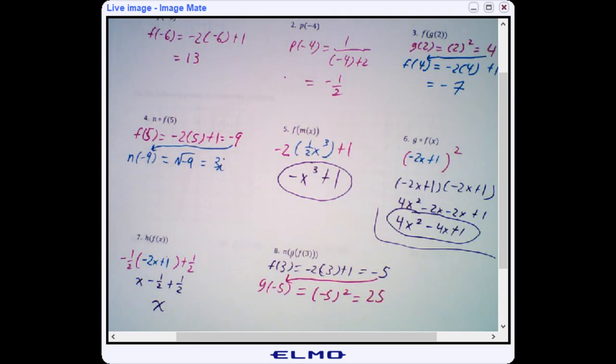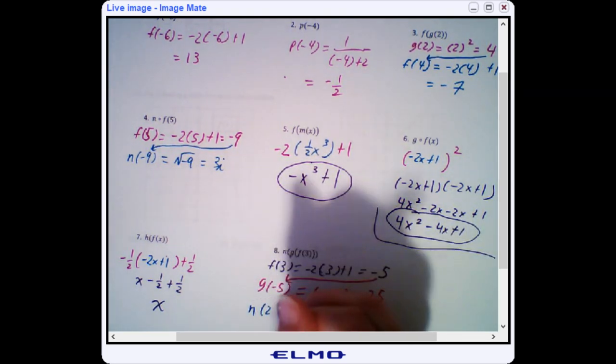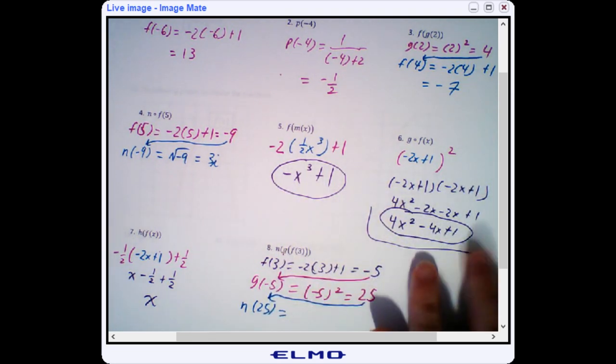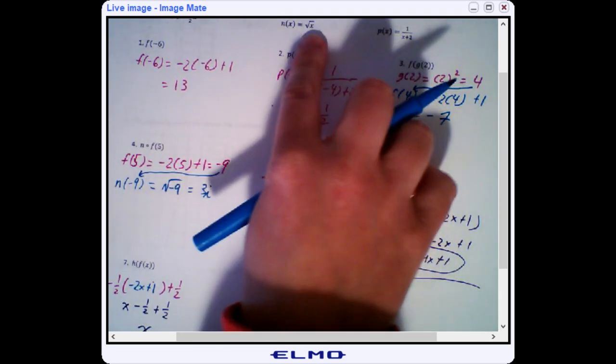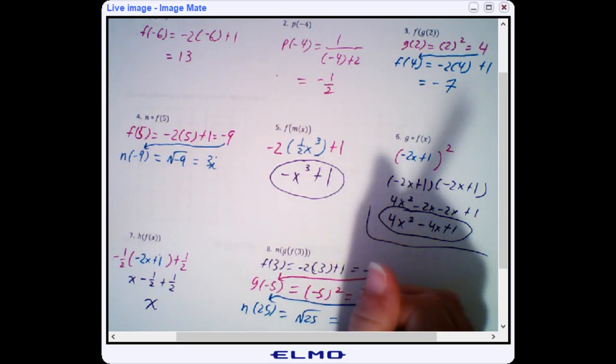And then I have this n here, so I'm going to do it one more time. I'm going to do n of 25 because my output becomes my next input. My n function is the square root of x. I'm going to do the square root of 25, which is 5.